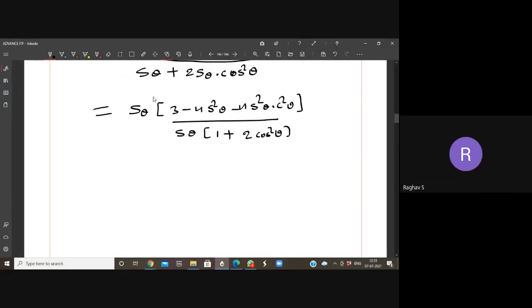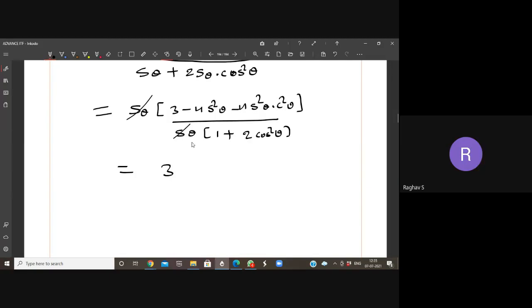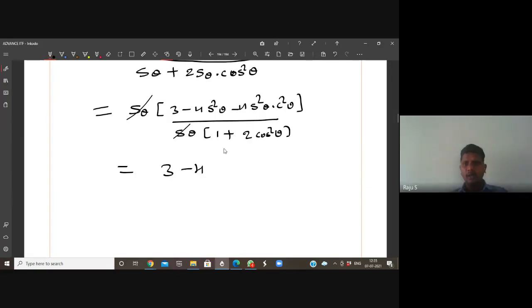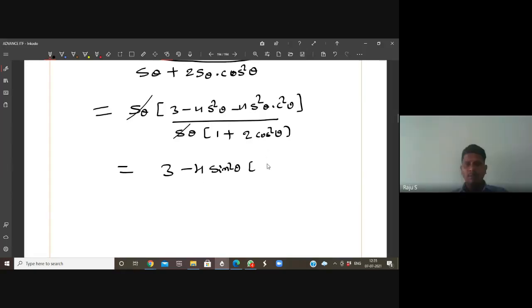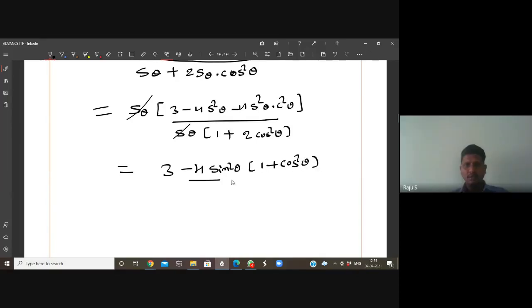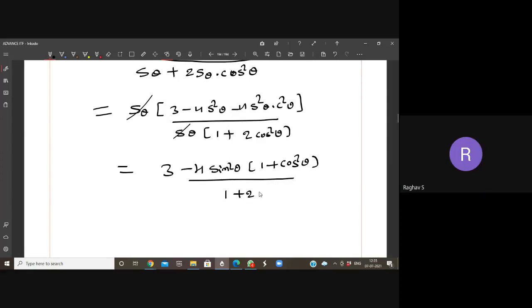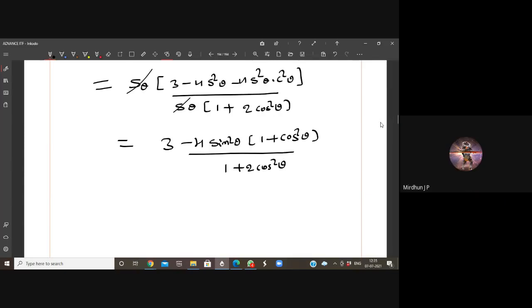Sin theta cancels. How can we simplify next? Take 4 sin square theta common, and the remaining is 3 minus 4 sin square theta. In the denominator we can take 2 cos square theta as 1 plus cos 2 theta, so we get 1 plus cos square theta. We know that 2 cos square theta is equal to 1 plus cos 2 theta.